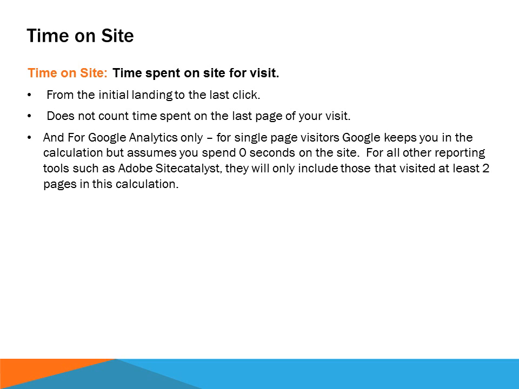And keep in mind there's another issue with Google as well, which is unlike the other web tracking tools. For single page visitors, when Google is calculating time on site, Google will include single page bounces and assume they spent 0 seconds on the site. So if you have a website with a high bounce rate, that's going to really drag down your average time on site. So I want to make sure you are aware of that. Adobe Site Catalyst and the other tools do not do that.